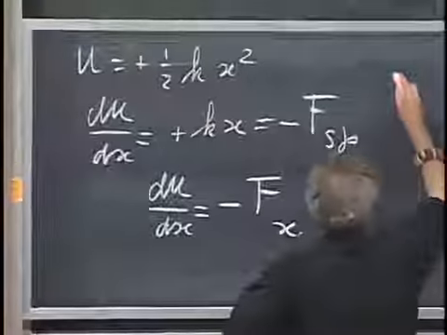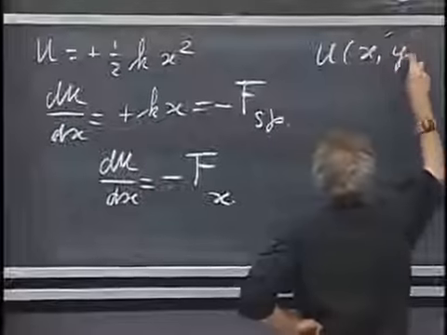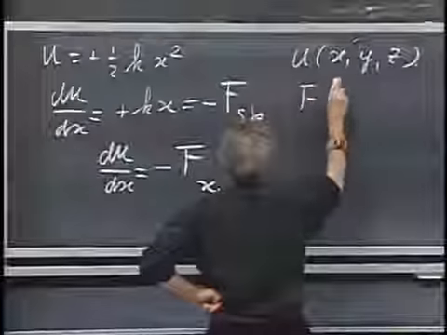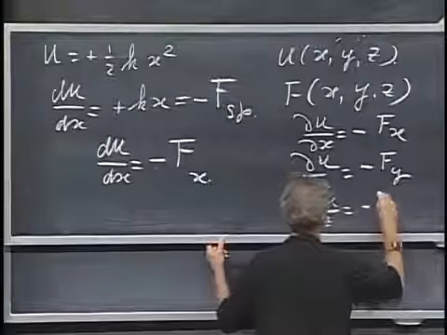If we have a three-dimensional situation where we know the potential energy as a function of x, y, and z, then we can go back and find the forces as a function of x, y, and z. It doesn't matter whether these are springs, or gravity, or electric forces, or nuclear forces. You then find that dU/dx equals minus F_x, dU/dy equals minus F_y, and dU/dz equals minus F_z.